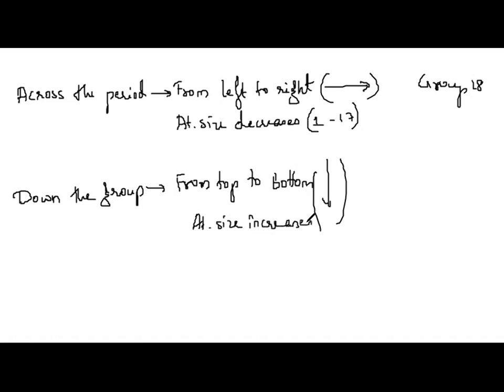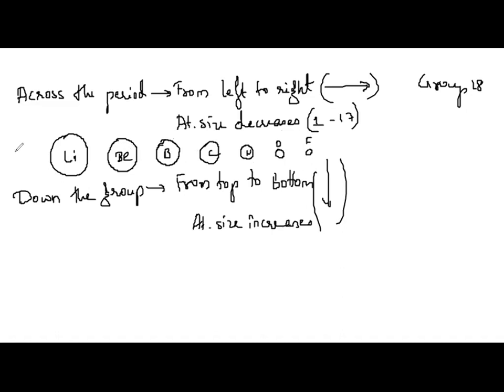If this is the atomic size of the first element, the second element's atomic size will be so much, the next might be so much, and so on. If this is lithium, beryllium, boron, carbon, nitrogen, oxygen, fluorine, when I move across the second period, the atomic size decreases.